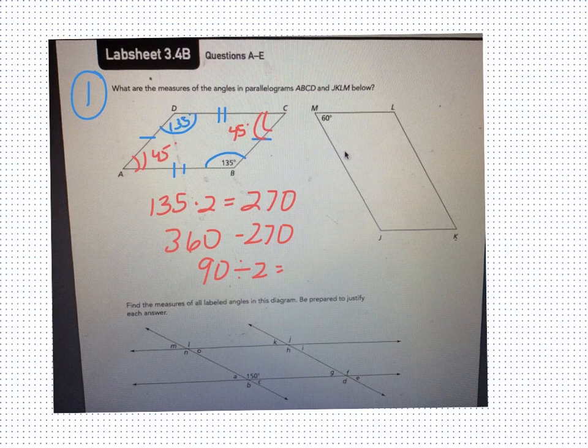If you look at the second parallelogram, this is 60, so angle K would be 60 degrees, and the same idea as the parallelogram on the left. 60 and 60 makes 120 degrees. If we subtract that from 360, we get 240 degrees, and we divide that in 2, so we get 120 degrees. So J is 120 degrees, and angle L is 120 degrees.